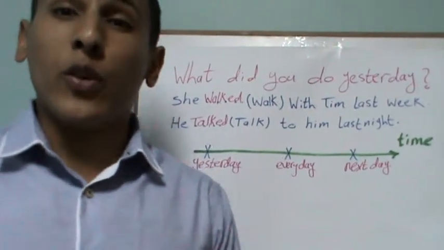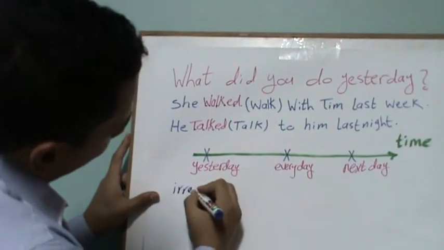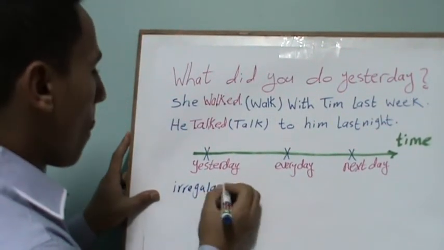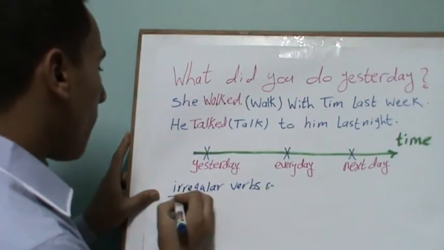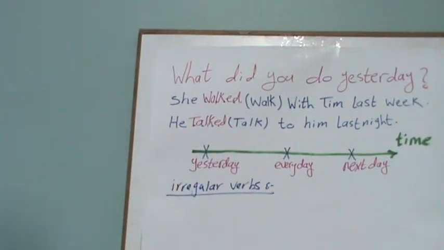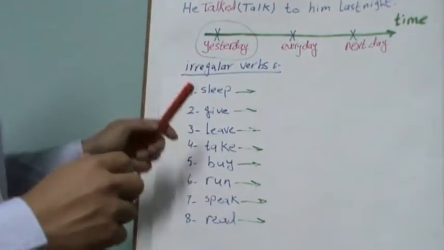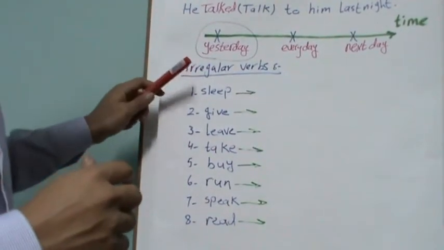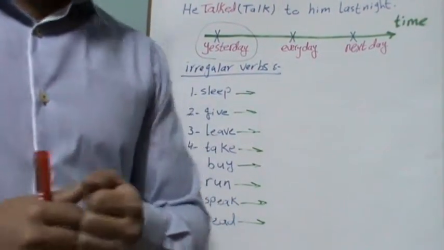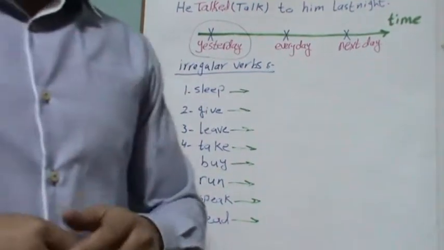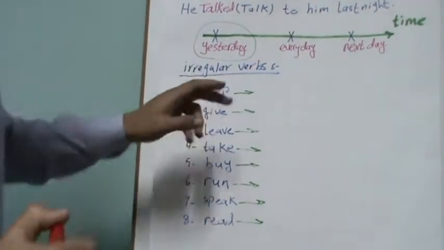We call these verbs irregular verbs. Okay? They are irregular because they don't obey the rule. For today, we will have only 8 irregular verbs, and every lesson we will get 5 new irregular verbs. Our first verb for today is sleep.